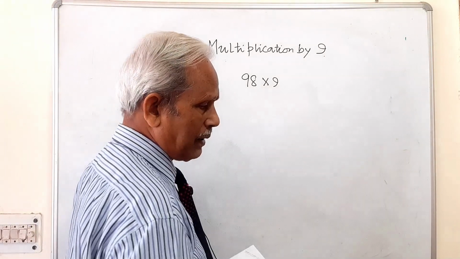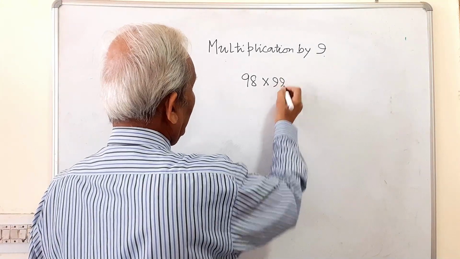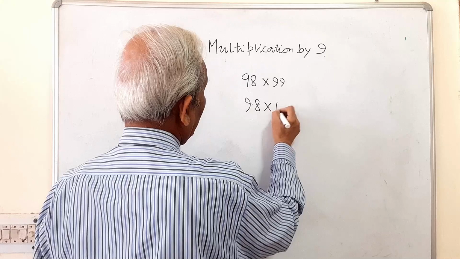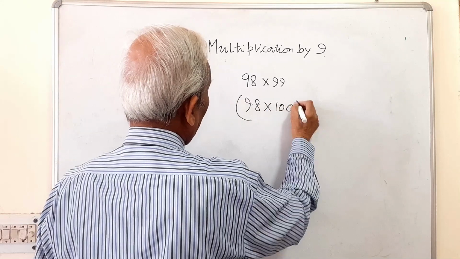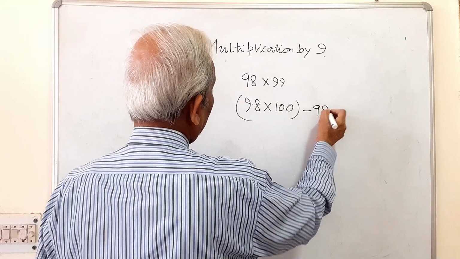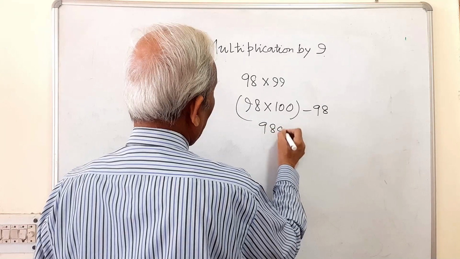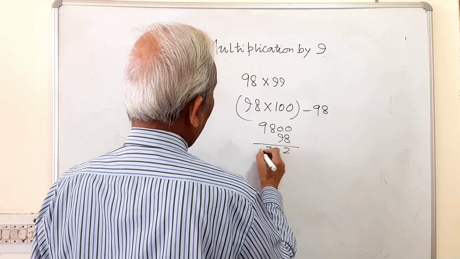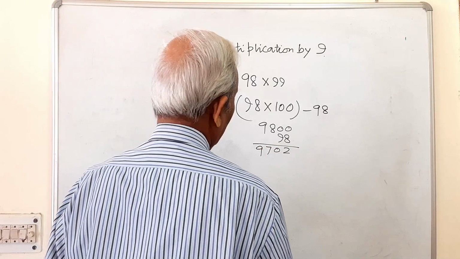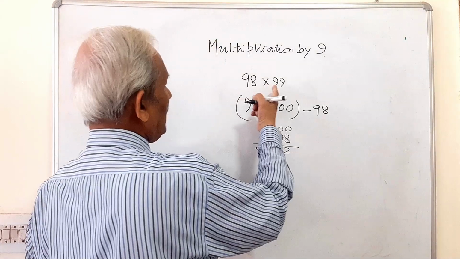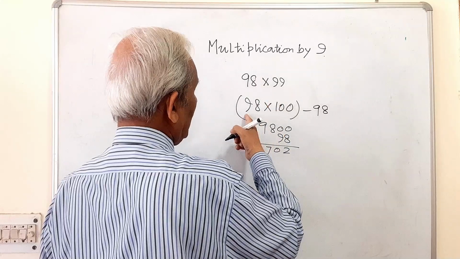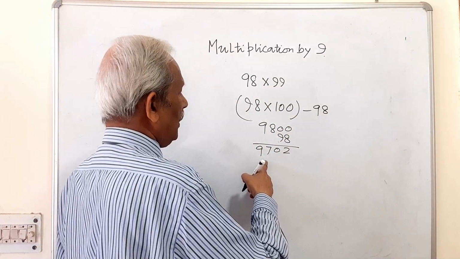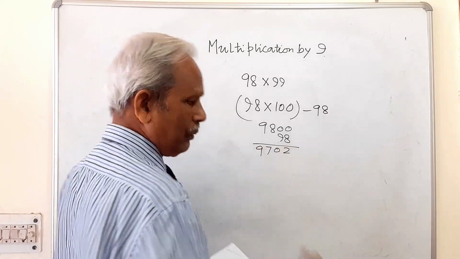Suppose the question is 98 into 99. Here again things are very simple. We'll multiply it like this: 98 into 100 minus 98. That's 9800 minus 98, 9702. So instead of multiplying by 99, which is a long process, we can multiply 98 into 100 minus 98. That way you can do it.